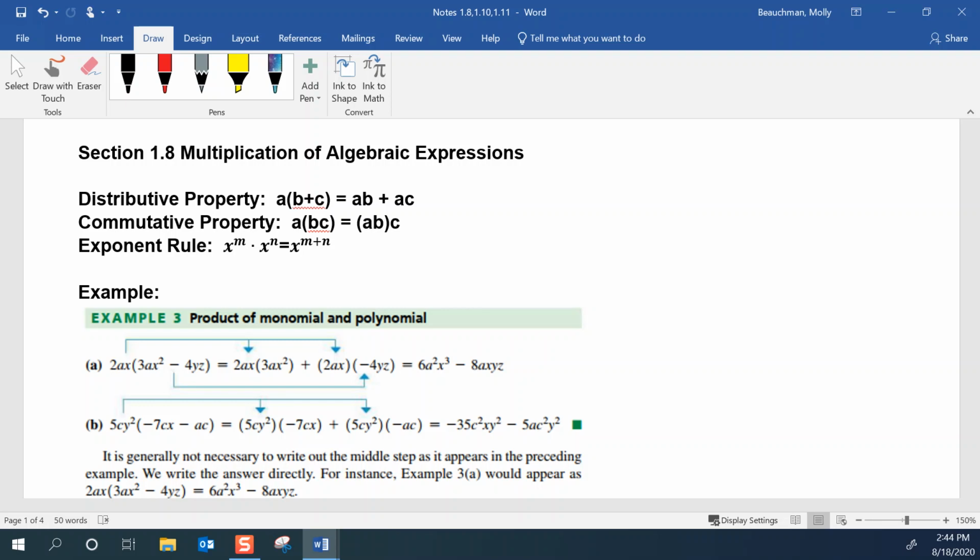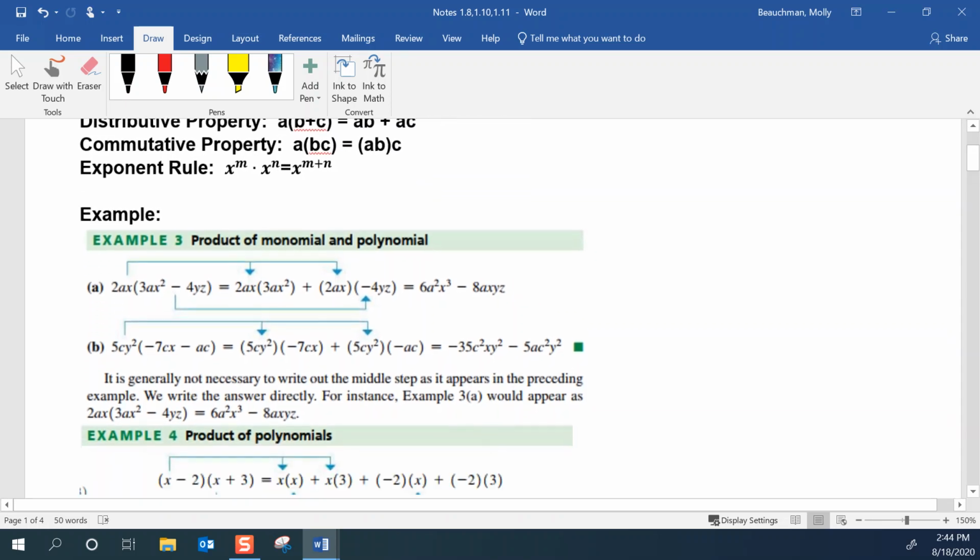The commutative property of multiplication means that you can multiply two or more variables in any order. So you can take b times c first, times a. That's the same thing as if you had a times b first, then times c. Third review is the exponent rule. If you have x to the power of m times x to the power of n, that equals x to the power of m plus n, add the powers. So there are a couple of examples we're going to look at from the textbook.